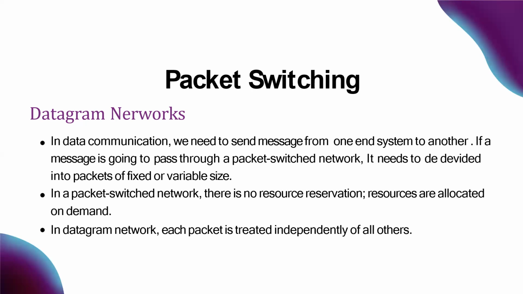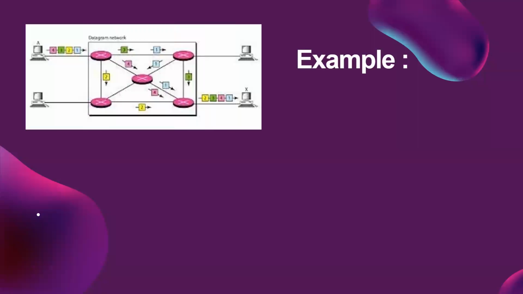In the datagram packet switching approach, the path is not fixed. In a datagram network, intermediate nodes take the routing decisions to forward the packets. First we can see the datagram network example.